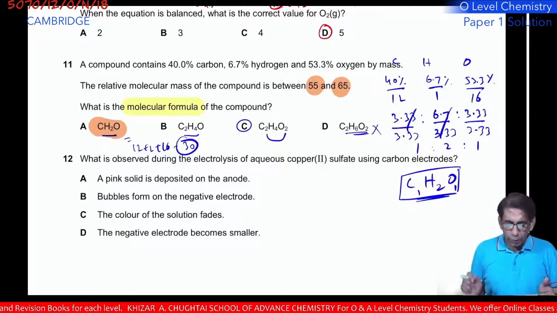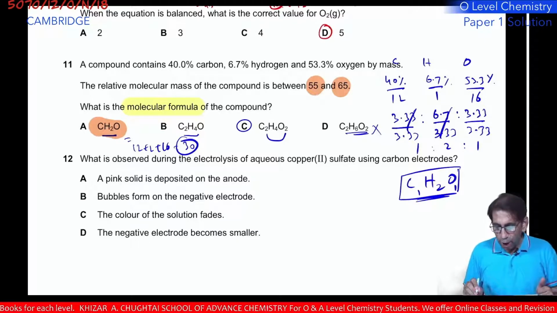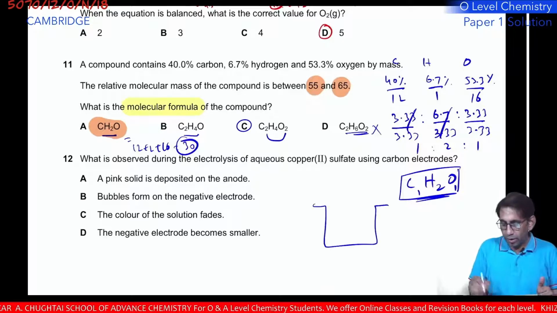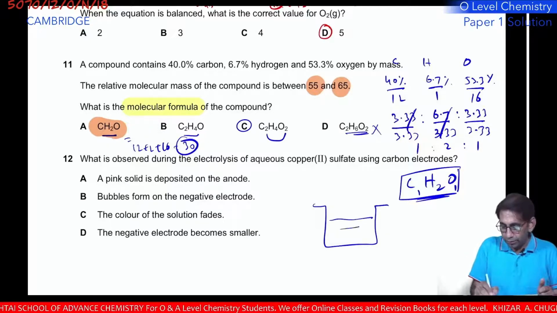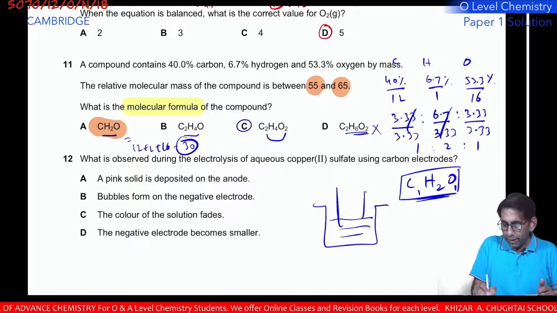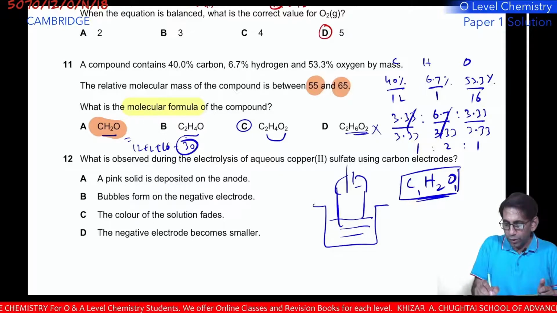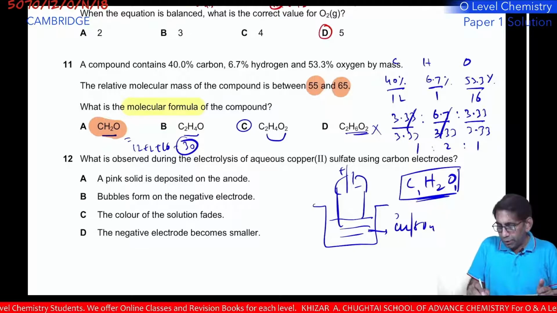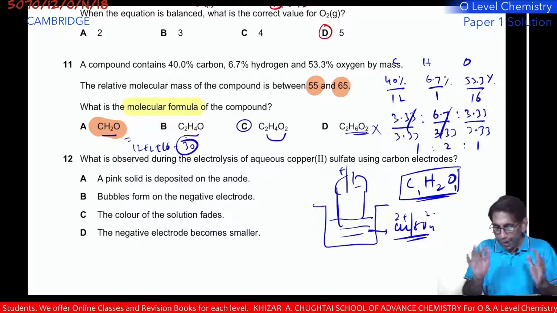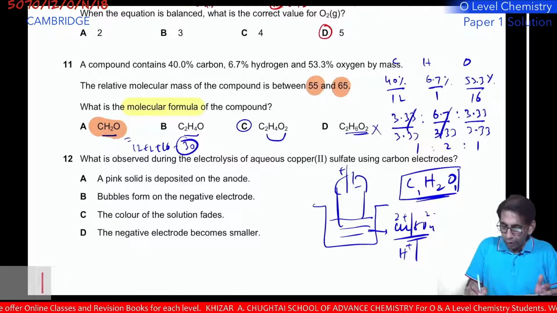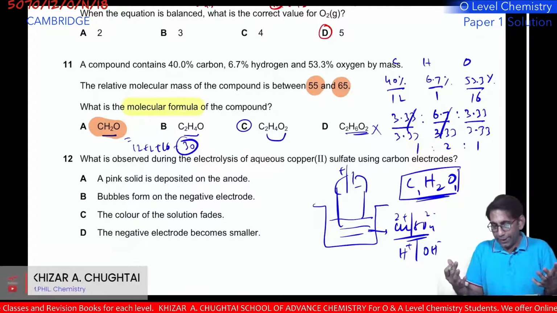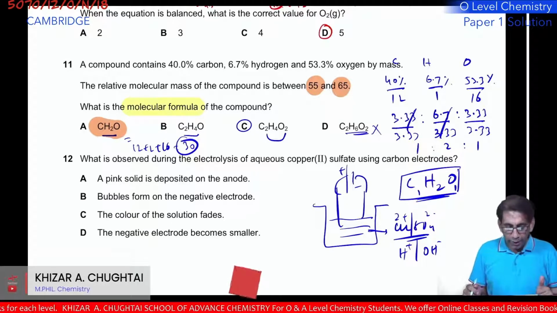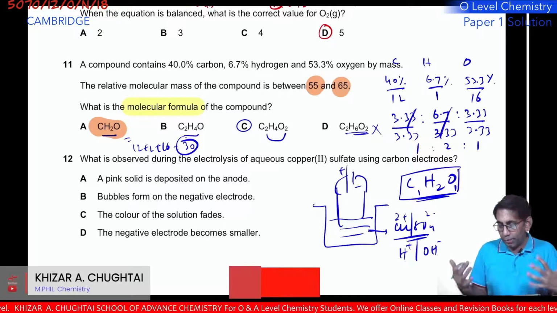Question number 12: what is observed during electrolysis of aqueous copper sulfate using carbon electrodes? I'm going to make a diagram of the reaction. Here are the carbon electrodes, one is the negative one, the other is the positive one. And we have aqueous CuSO4, copper 2 positive ion and SO4 2 negative ion, plus H positive ion from water and OH negative ion from water as well. So what should be the answer at anode and cathode, and what about the electrolyte?